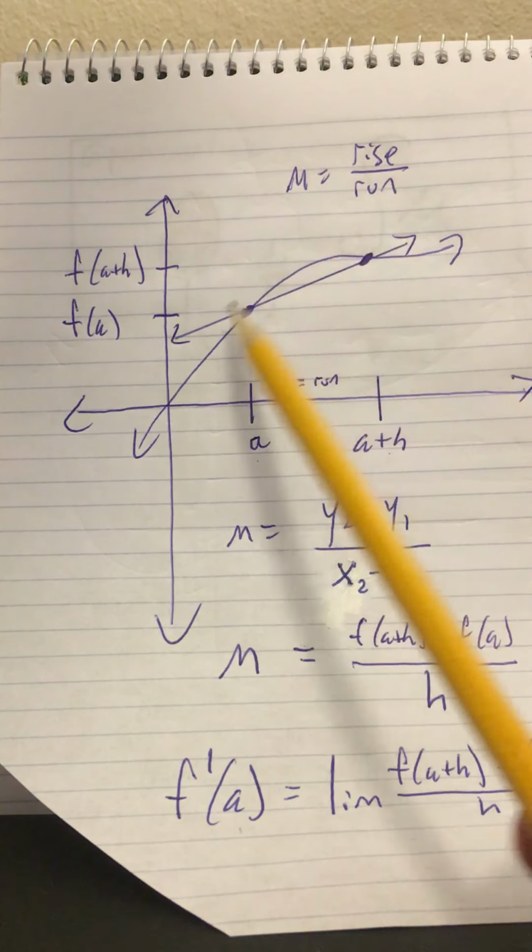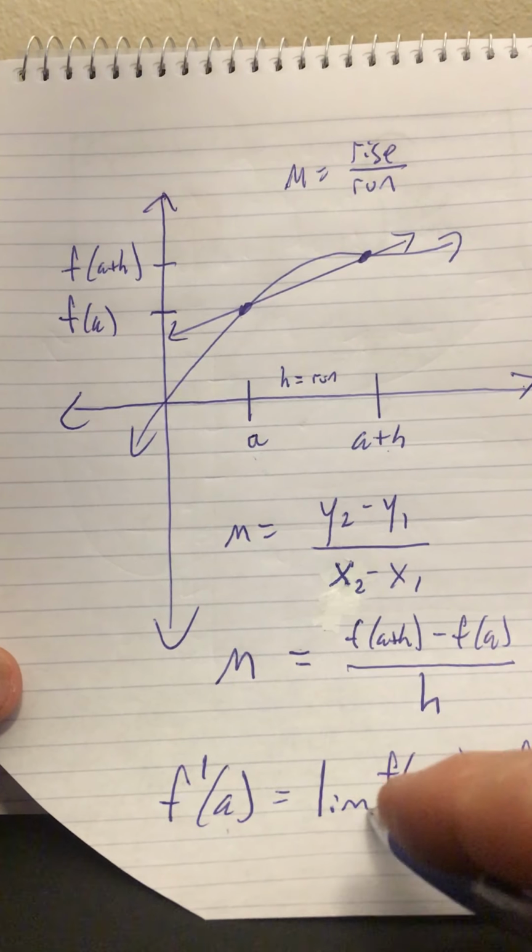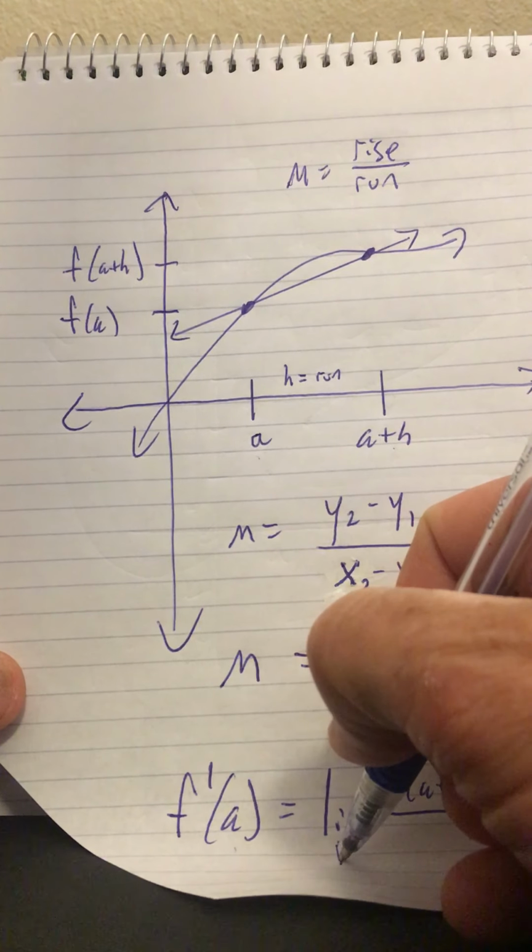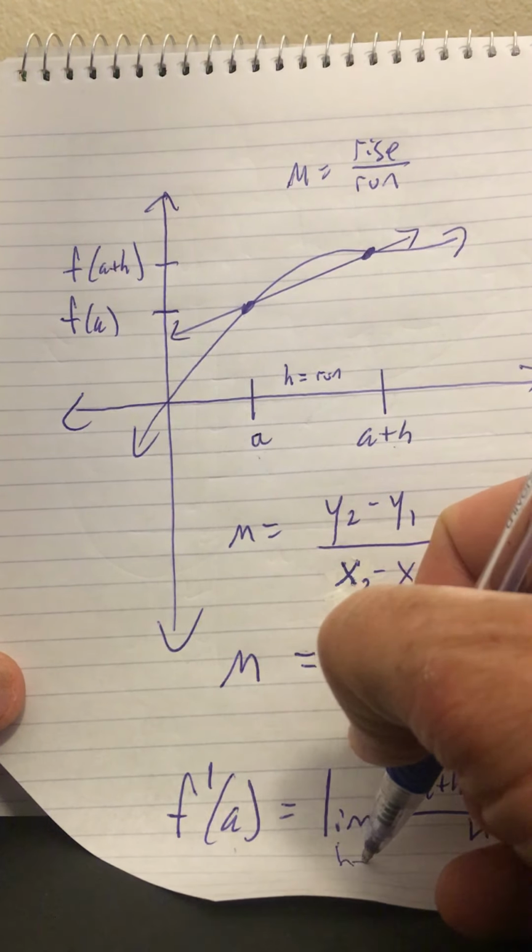Now, to plug into this formula, we find the second y value. Well, that's this point right here, f of a plus h, and we plug in f of a plus h for y sub 2. Then the first y value is f of a, and we put it in for y sub 1. And then we put in a plus h for x sub 2 and a for x sub 1. But wait a minute, if I go a plus h minus a, I'm going to get just h. Oh yeah, that's because what's supposed to be down here is the run, and we just said h is the run. Now, we're going to take the limit of this as h goes to 0.